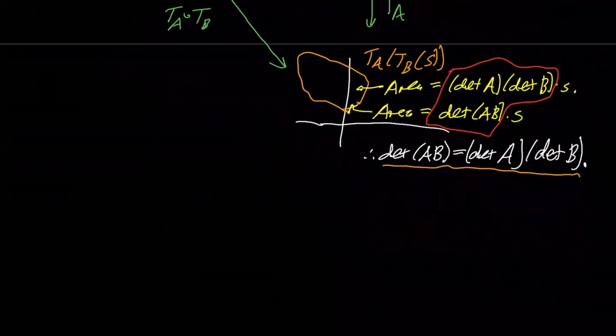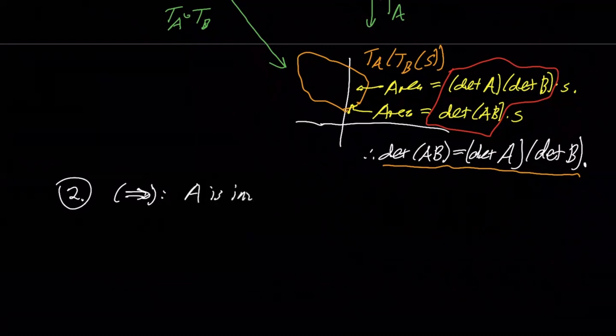Okay, second, to show that A is invertible if and only if the determinant of A is nonzero, let's go this way first, proving this direction. So assuming that A is invertible, that means A inverse exists, right?